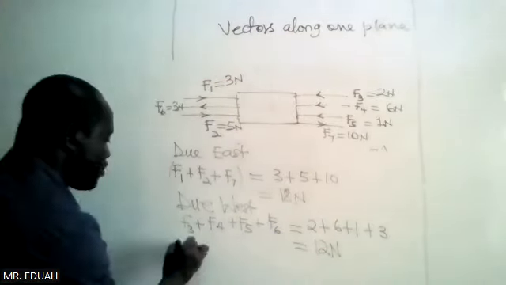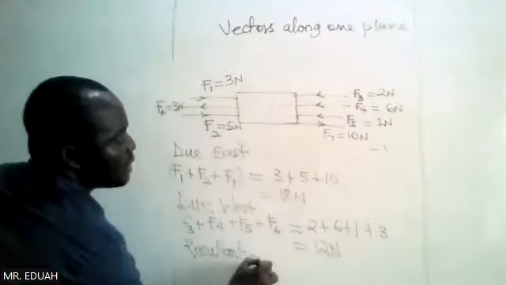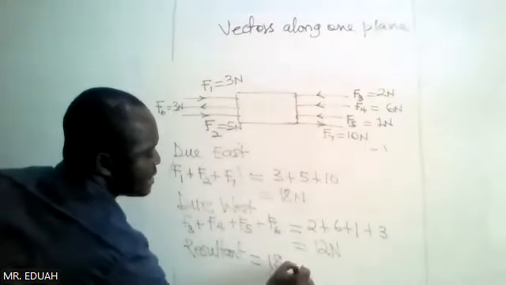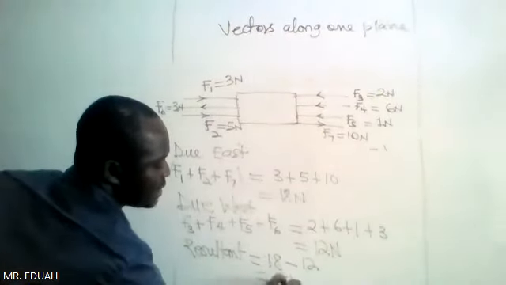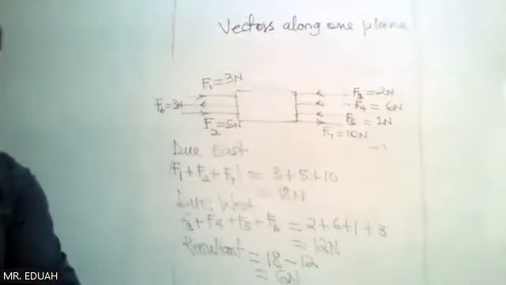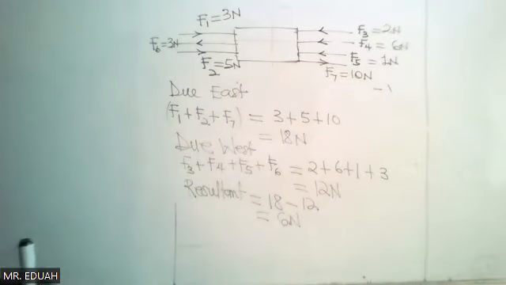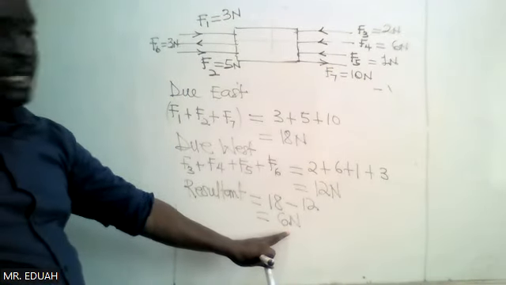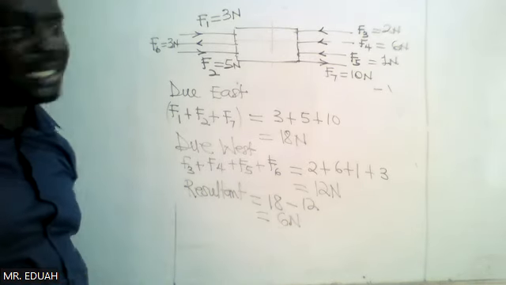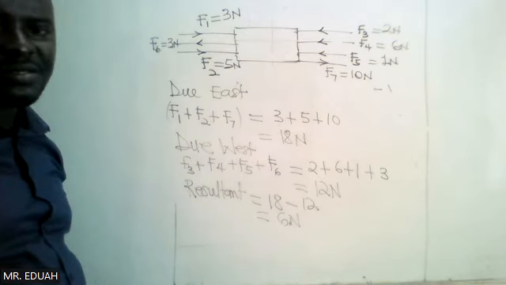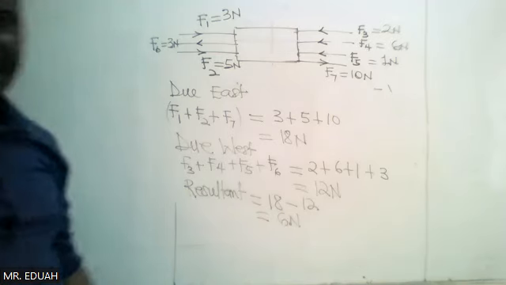Therefore, the resultant force or the net force is equal to 18 minus 12. And this is equal to 6 Newton. So the resultant of all the forces acting on the body is equal to 6 Newton. And what's the direction of the resultant, class? Due east. As simple as that.